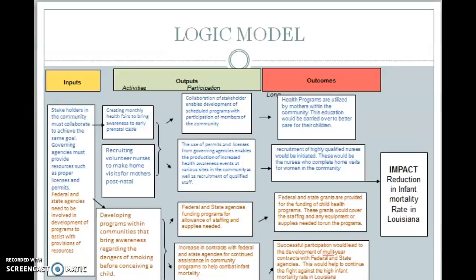The next one, federal and state grants would provide funding for child health programs. These grants will cover the staffing and any equipment or supplies needed to run the programs. And lastly, successful participation will lead to the development of multi-year contracts with federal and state agencies. This will help to continue the fight against the high infant mortality rate in Louisiana. And the impact will be, of course, the reduction in infant mortality rate in Louisiana.